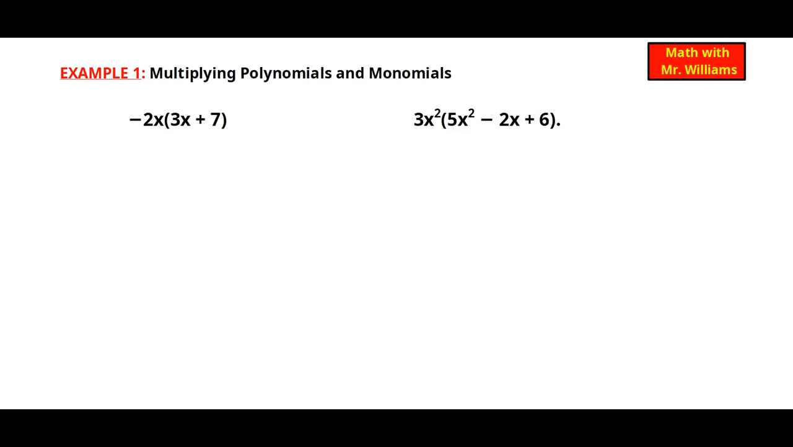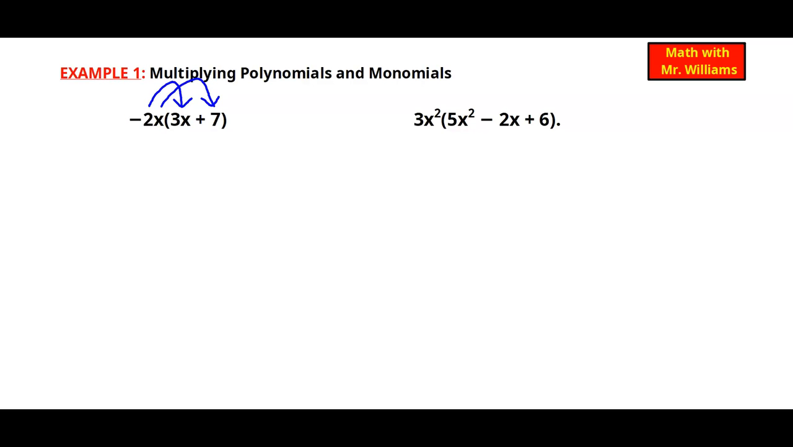Math with Mr. Williams. Example 1. Multiplying polynomials and monomials. In the first example, we have a monomial sitting outside the parentheses, and inside the parentheses we have a polynomial. So we're going to use the distributive property. We're going to multiply everything on the outside to each of the terms inside.